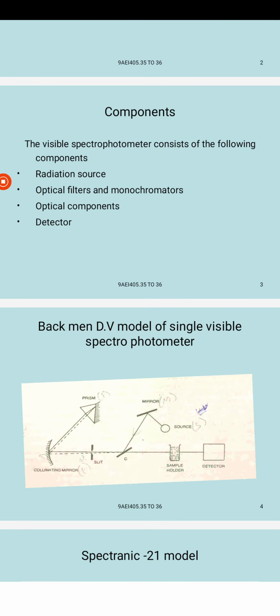Components. The visible spectrophotometer consists of the following components: radiation source, optical filters, and monochromators. Optical components. Detectors.